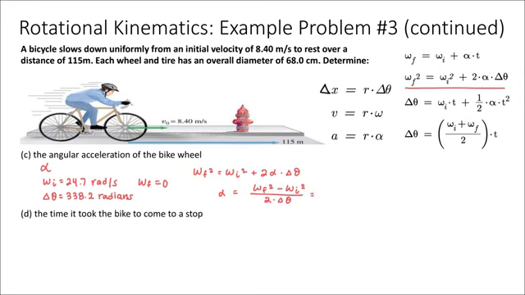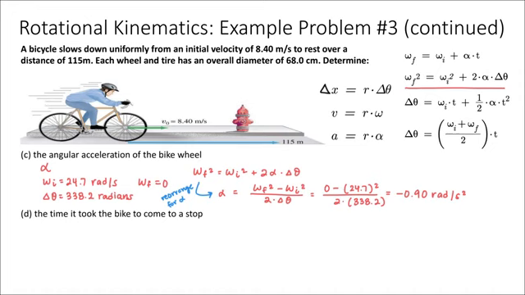If I plug in, alpha would be equal to negative 0.90 radians per second squared. And again, I'd like to call out the negative here. The bike wheel is slowing down, and so if I defined the bike wheel to have a positive angular velocity at the beginning, then in order for it to be slowing down, my angular acceleration has to be negative. In this case, we don't need to worry about clockwise and counterclockwise so much, as long as you ensure that the signs of your acceleration and angular velocity are opposites.